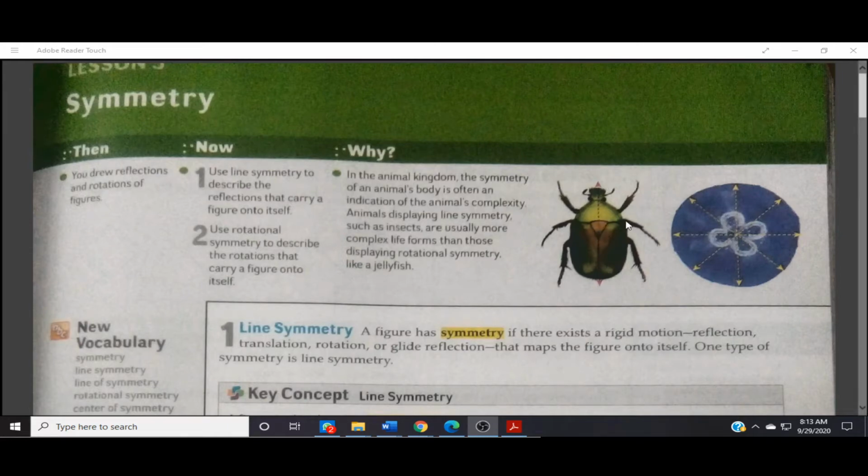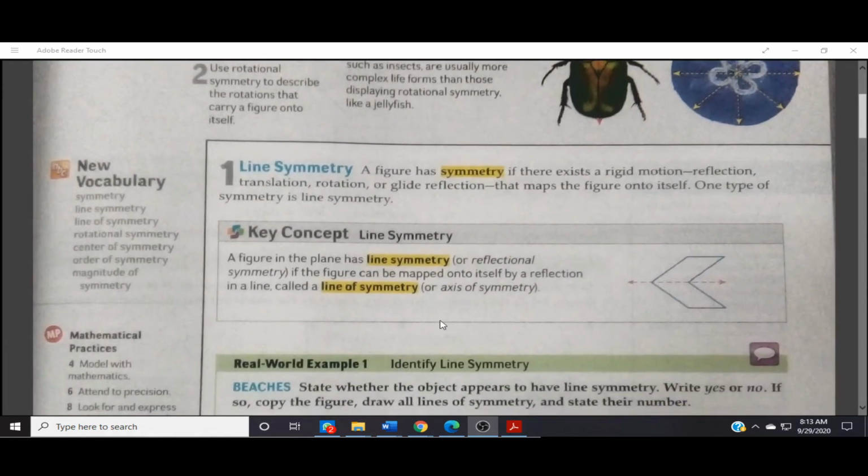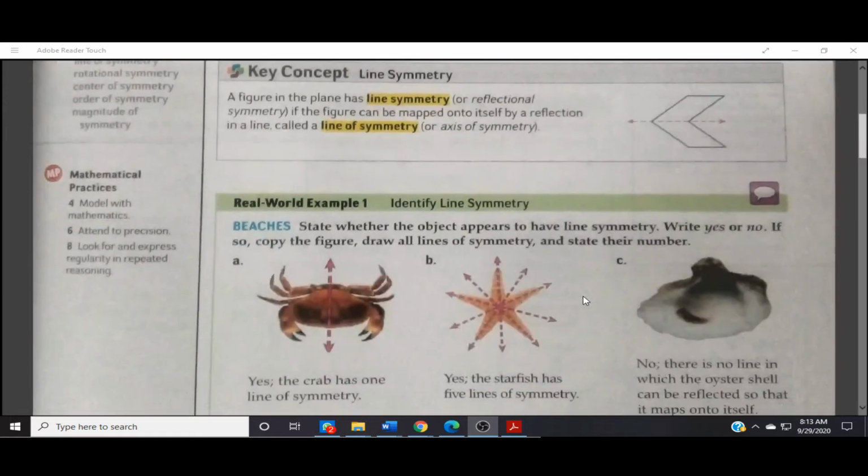If you fold it in half right there, the legs would fold onto each other. Same thing with this shape. You fold it, it'll be this. This is called line symmetry, and this definition is pretty key. A figure in the plane has line symmetry if the figure can be mapped onto itself by a reflection in a line. That's the axis of symmetry right there, AOS.